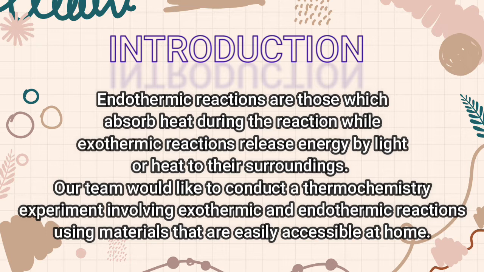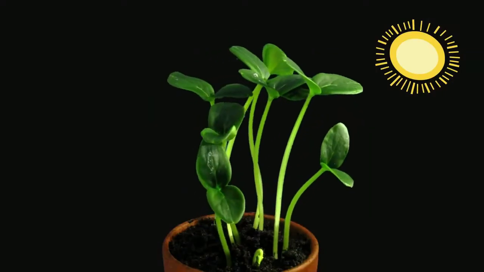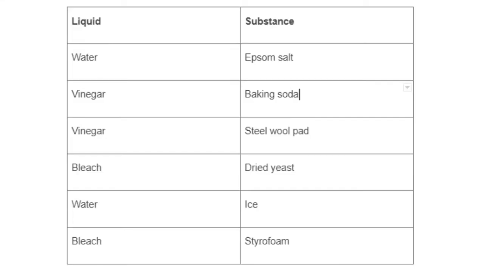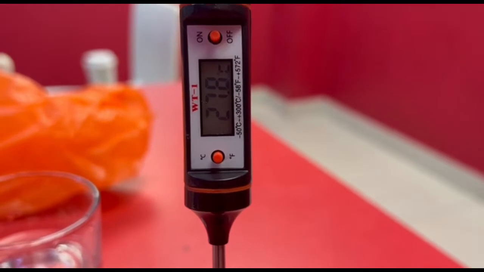Our team would like to conduct a thermochemistry experiment involving exothermic and endothermic reactions using materials that are easily accessible at home. The objective of this experiment is to study the type of reaction based on heat change and the changes in the thermometer readings when substances are added into different liquids.